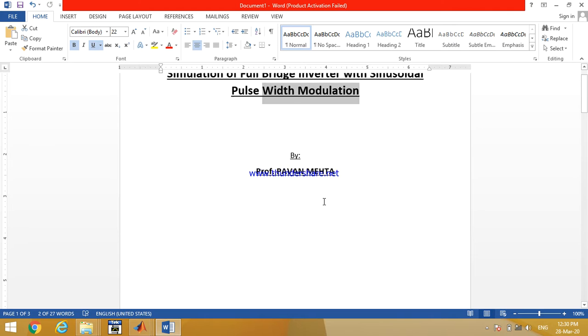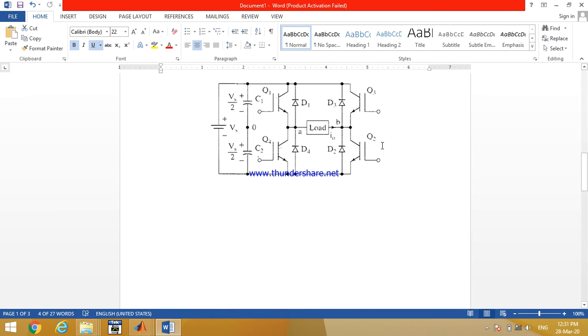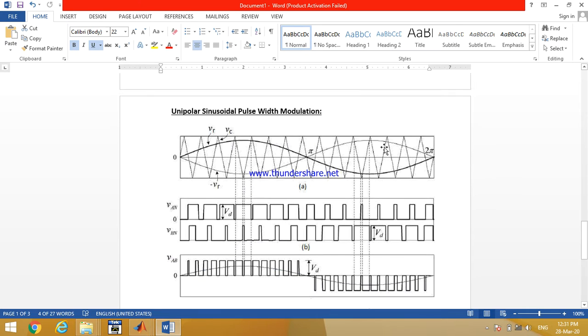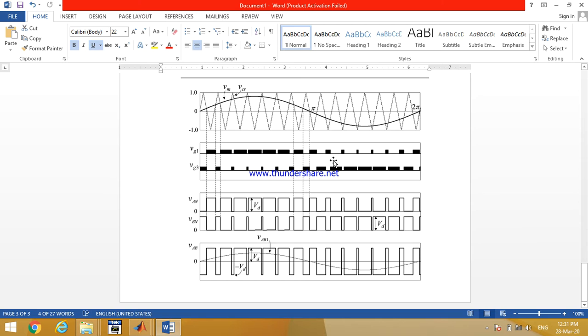For the full bridge inverter, for the sinusoidal pulse width modulation, there are 2 possible techniques. One is the unipolar technique, and one is the bipolar technique. In the bipolar technique, we require one carrier wave, that is the triangular wave, and second one is our modulating signal, that is the sine wave.